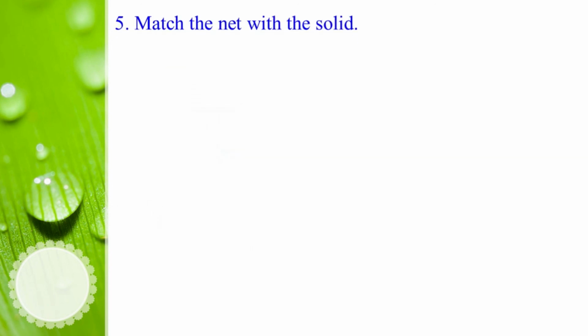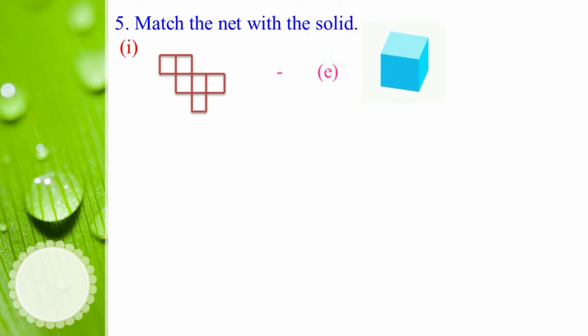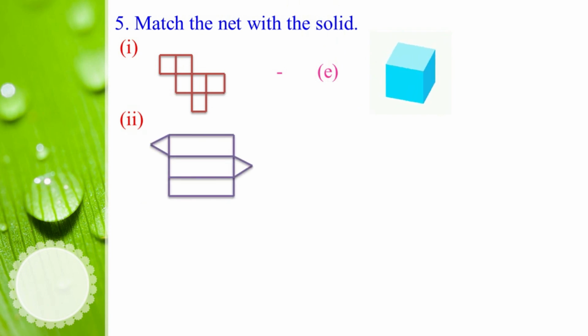Fifth sum, match the net with the solid. First given net is here, which has 6 faces and 6 faces are equal. Therefore, we can form a cube using the given net. Second one is here, which has 3 rectangular faces and 2 triangle faces. We can form a triangular prism using the given net.